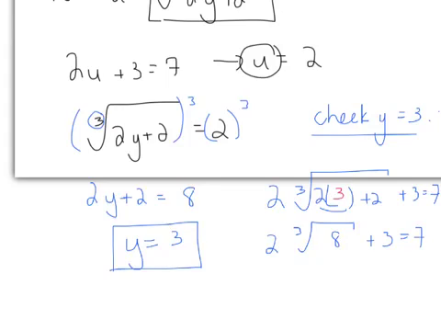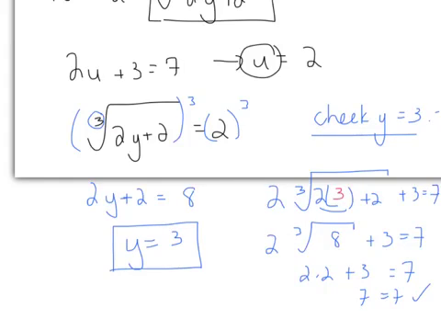I continue to only simplify the left-hand side. I don't touch the right-hand side. I don't move anything from side to side because it's a check. This becomes 2 times 2 plus 3 equals 7. 2 times 2 is 4. 4 plus 3 is indeed 7. So this check does work out.